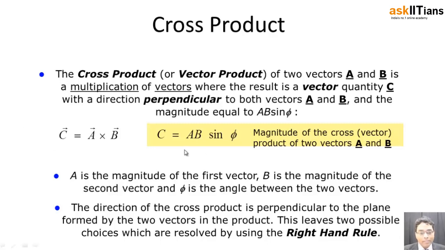If you want to find out the magnitude, we will say that C is equal to AB sine phi, where phi is the angle. This is the magnitude of this particular vector. Here A represents the magnitude of the first vector, vector A, and B is the magnitude of the vector B, and phi is the angle between the two vectors. And the direction of the cross product, as I mentioned, is given by the right hand thumb rule.